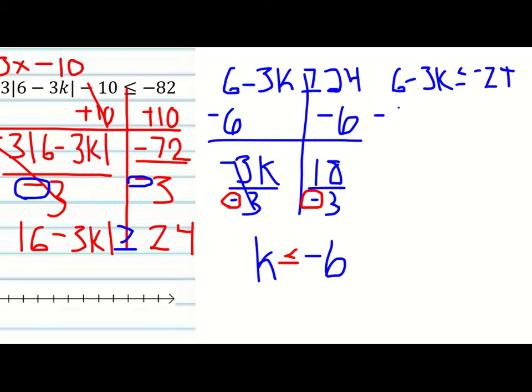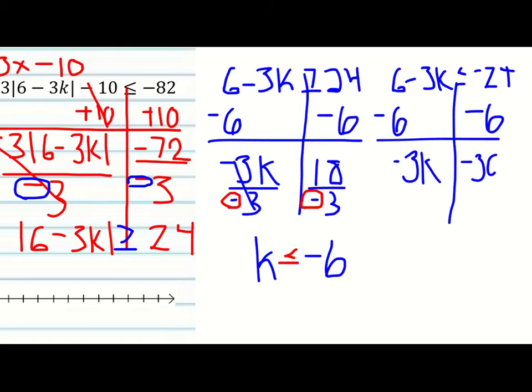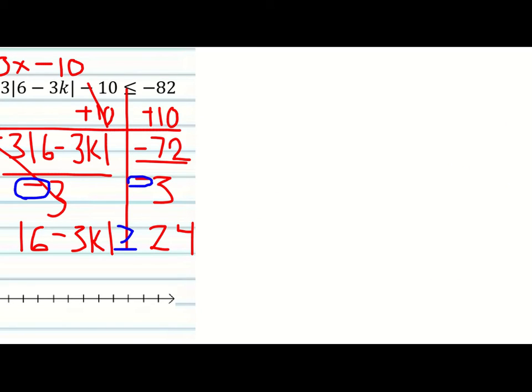Solving the other inequality, subtracting 6, we get negative 3k with negative 30, and then divide by negative 3. So we would have k, we would have 10, and then we divided by a negative again. So dividing by a negative with inequalities, we've got to flip the symbol. So we would have k is greater than or equal to 10.